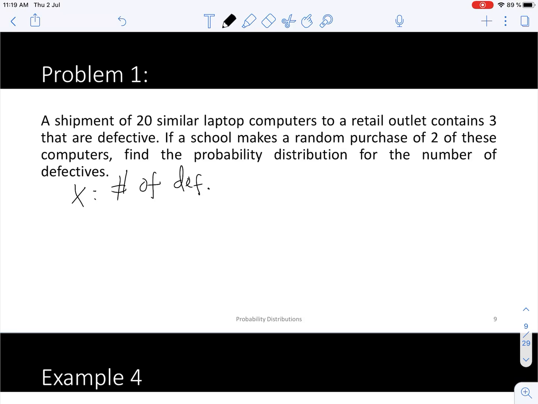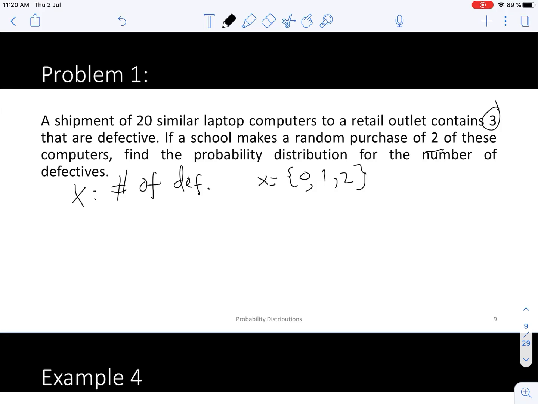Now, what are the possible values of x? So x can be equal to 0 when there are no defective laptops for the school, 1 if there is only 1, or 2. It is up to 2 because they are buying 2 laptops, so it is not possible to get more than 2, even though in the whole batch there are 3 defectives. All right, so now we need to get the probabilities.